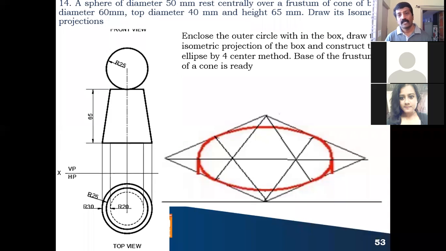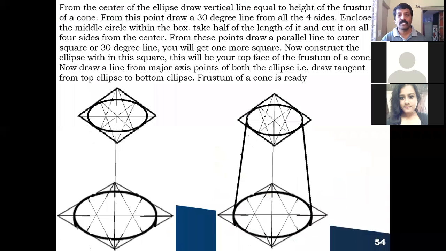Okay, it looks like an ellipse. Now one more ellipse above this I need to construct, which has a different diameter. The base of the frustum of a cone is 60 millimeter. The top diameter is 40 millimeter. Correct? So now after constructing this ellipse, in the next step, let me show you here. So this is the bottom ellipse that you have completed.